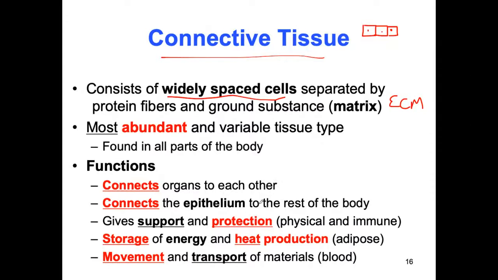It even gives support and protection, physical support and protection, because we're going to have bones. That's a type of connective tissue that's physical. Cartilage. We'll talk about cartilage. That is a physical support and protection, but also immune, because blood is connective tissue. It's just what we consider liquid connective tissue.